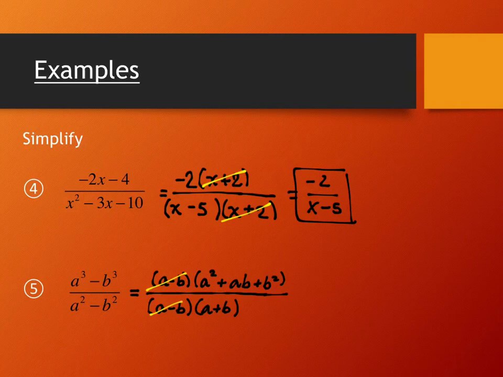The a minus b's. You don't need to worry about trying to simplify that trinomial. I mentioned it before, but I will mention it again. It is always going to be prime once you get to that point, okay? So our final answer then is a squared plus ab plus b squared over a plus b. And there aren't any more factors that can be reduced.